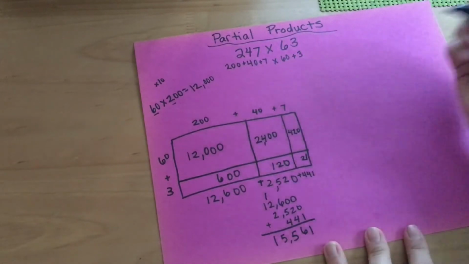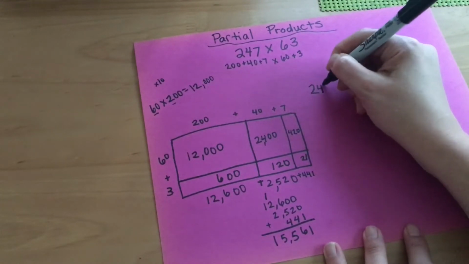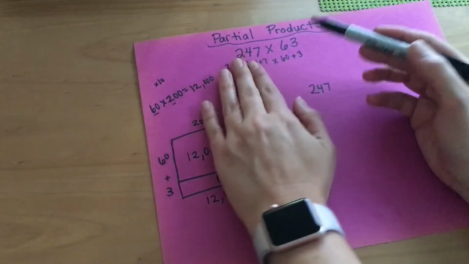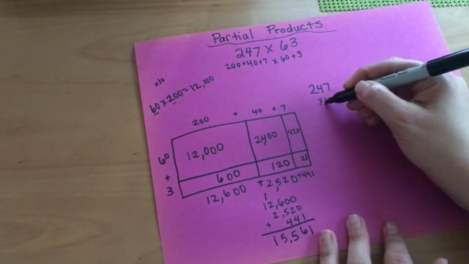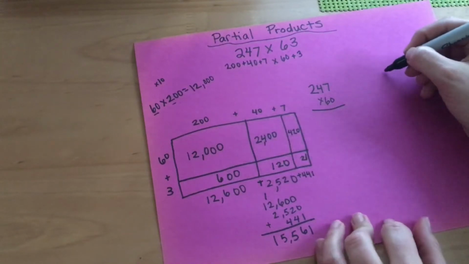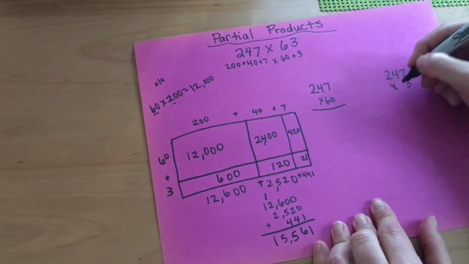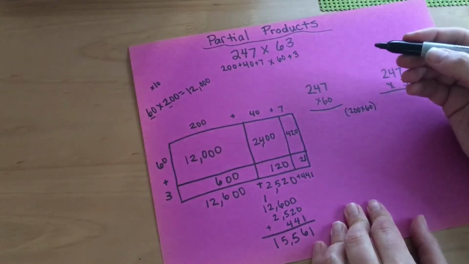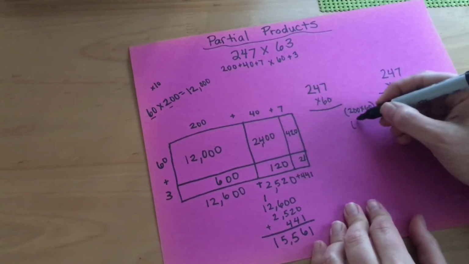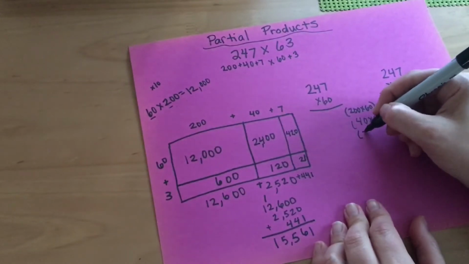Okay, so I'm going to show them a different way starting tomorrow, and I'm going to break these up. I'm going to keep the 247 actually, and I'm going to have 2 different multiplication problems. I'm going to have 247 times the 60 and 247 times the 3. So for this one, I'm going to multiply 200 times 60, 40 times 60, and 7 times 60.